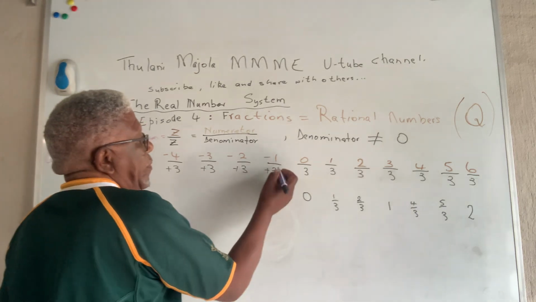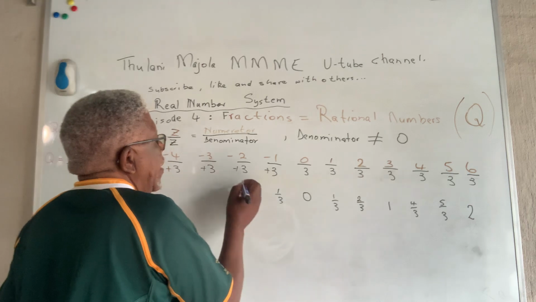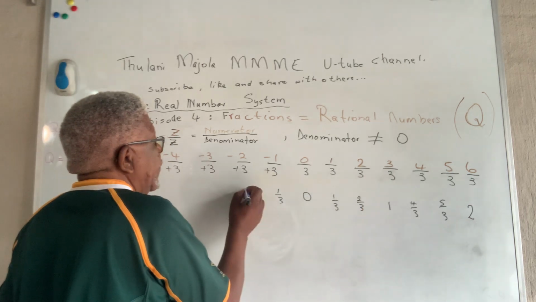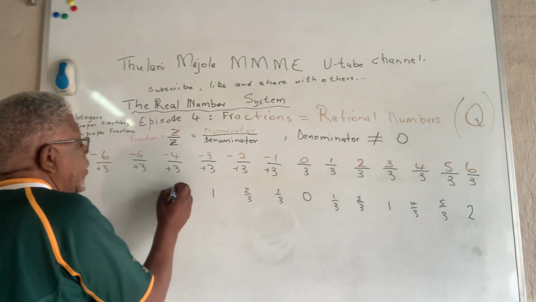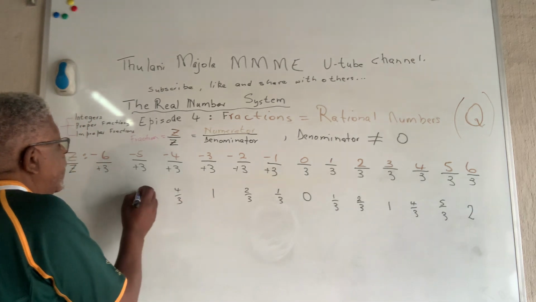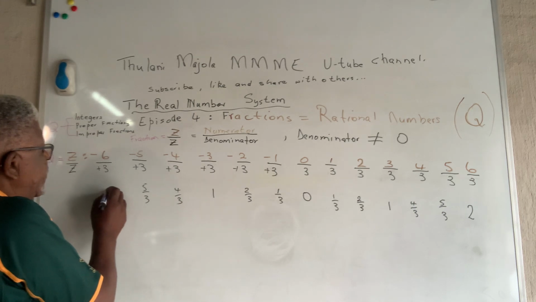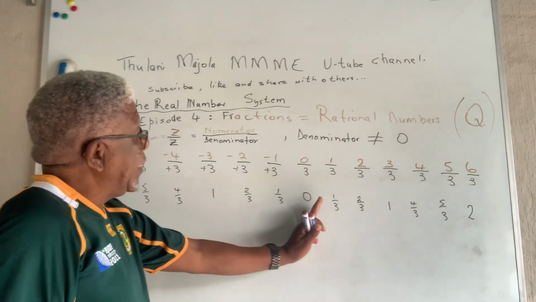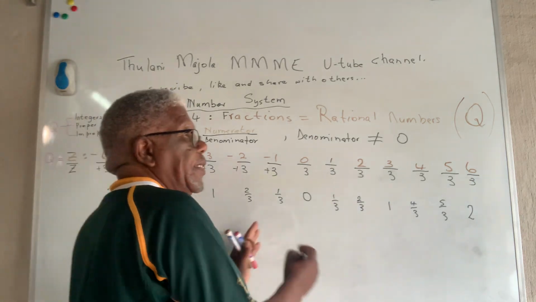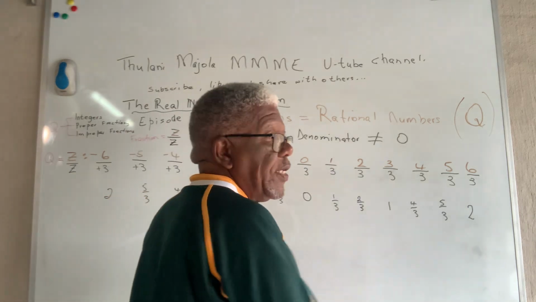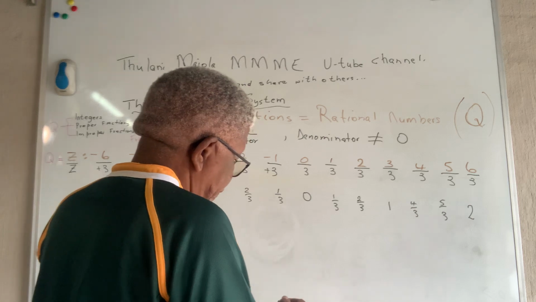What is 1 divided by 3? You got 1 divided by 3, you got 2 divided by 3, you got 1, you got 4 divided by 3, you got 5 divided by 3, and then you got 2. Now, these ones are on the other side of 0. Any number to the left of 0 is negative. Any number to the right of 0 is positive. So consider a number line.